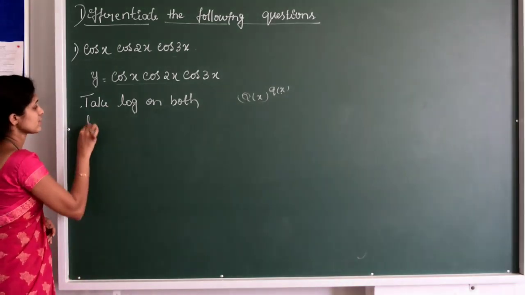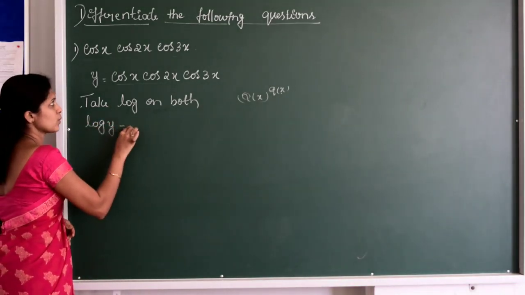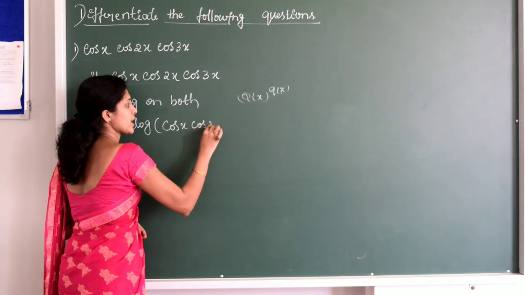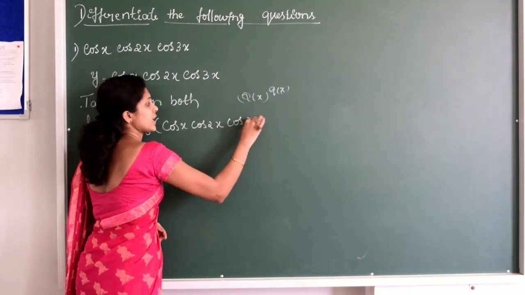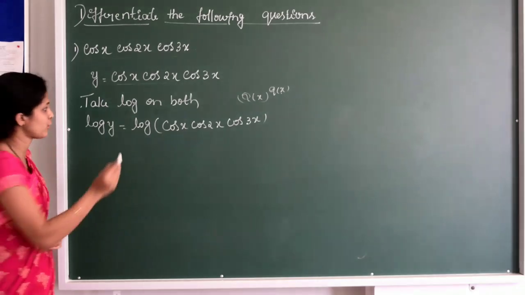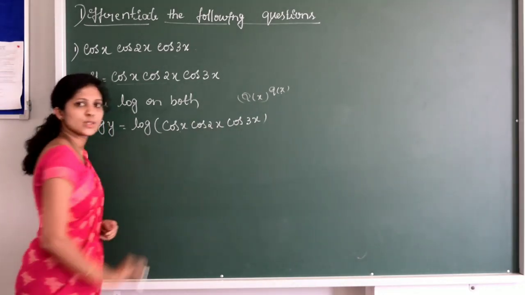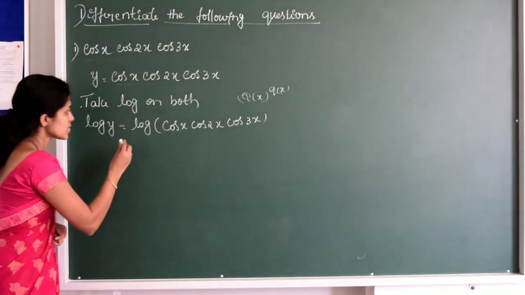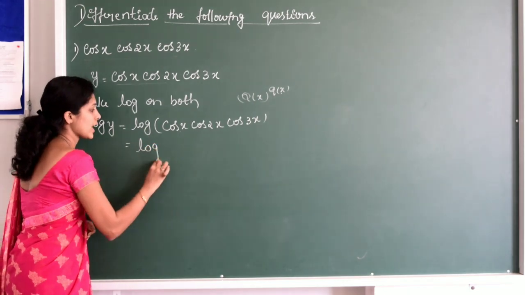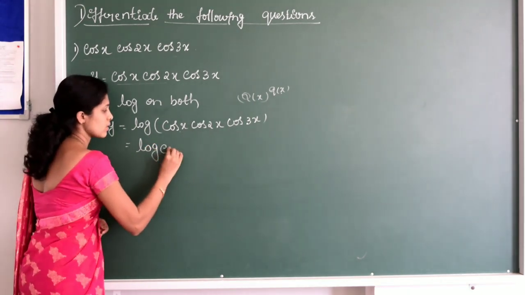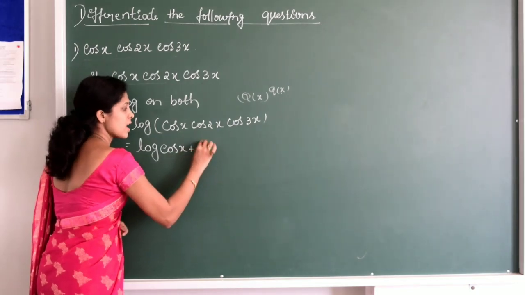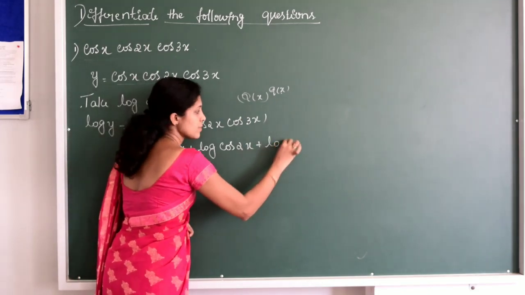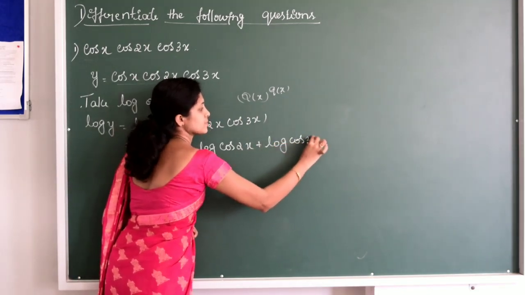If you take log on both sides, this will be now log y is equal to log of cos x cos 2x into cos 3x, right? Here three functions are there, so it's of the form log p into q into r. So log p into q into r can be written as log p plus log q plus log r. So I can write this one as, is it clear? Log m into n, but here three functions are there. So this is now log of cos x plus log cos 2x plus log cos 3x.